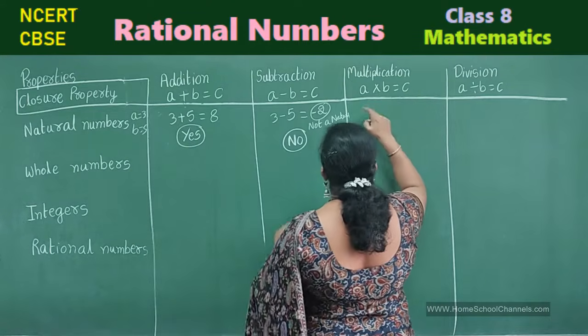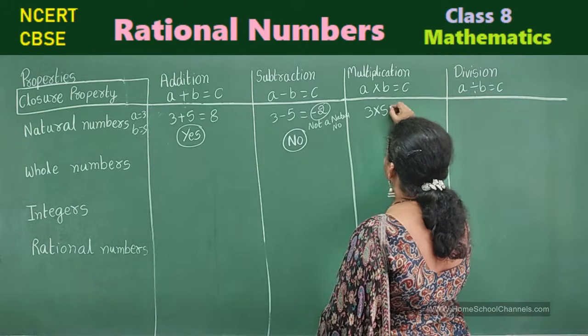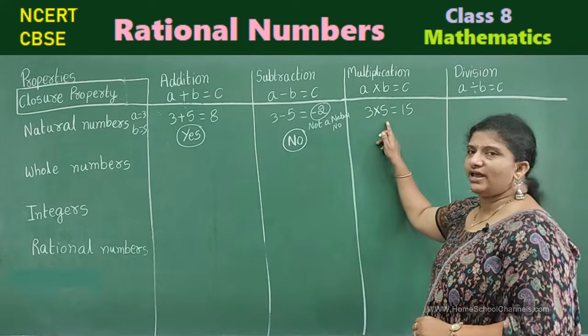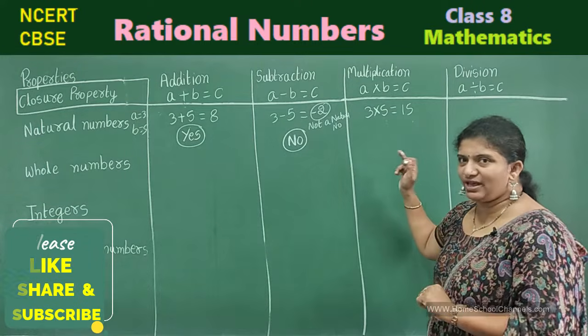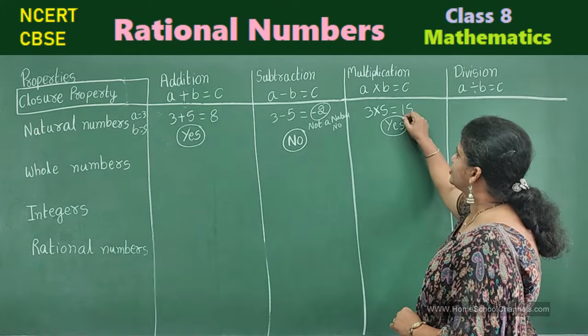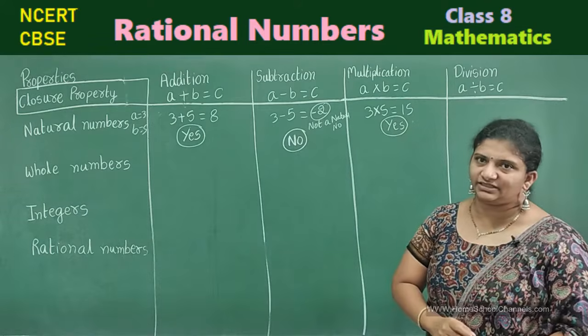Next, closure property of natural numbers under multiplication. Same A and B value, substitute in this 3 into 5. 3 fives are 15. Two natural numbers, if you multiply, the result is also a natural number. Therefore, closure property is true for natural numbers under multiplication.